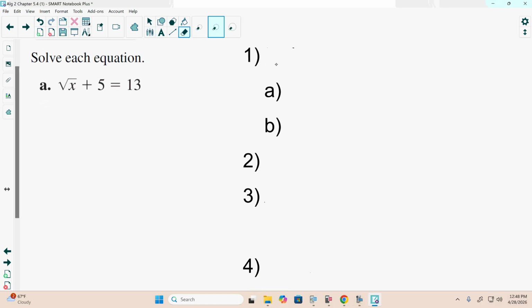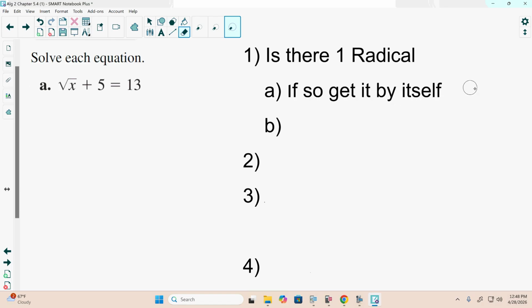So the first main step is, is there one radical? If so, if there's only one of them, get it by itself. We don't want anything else with the radical. Now that doesn't mean anything about what's inside the radical. We just want that radical term by itself.